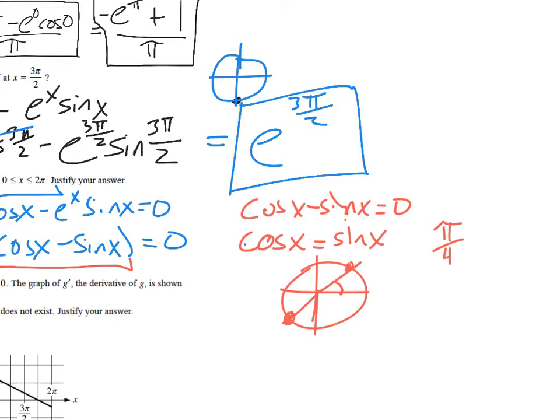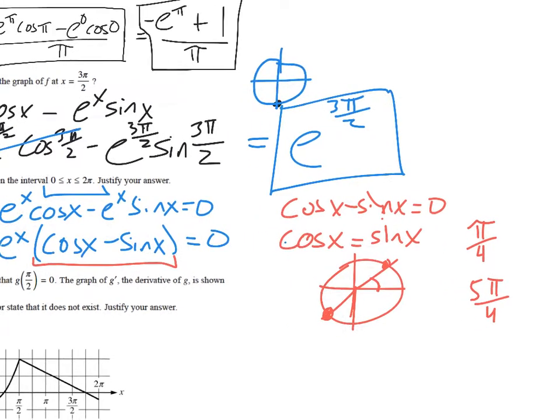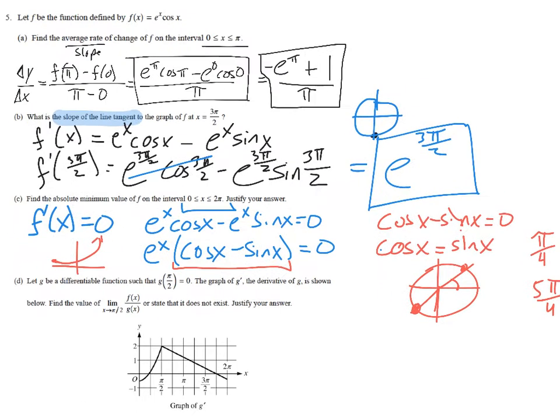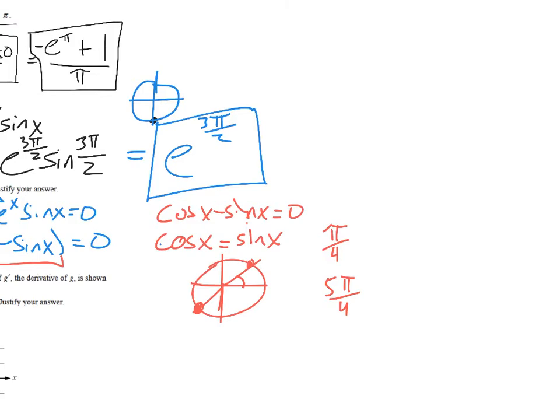And this is pi over 4, 2 pi over 4, 3 pi over 4, 4 pi over 4, 5 pi over 4. Okay, so at 5 pi over 4. Now, we got to remember when we're looking for an absolute minimum or maximum on an interval, we got to check the two endpoints, 0 and 2 pi. So we're going to have to check these out. So I'm going to make a little table of values, which is what I'm building here. x and f of x.